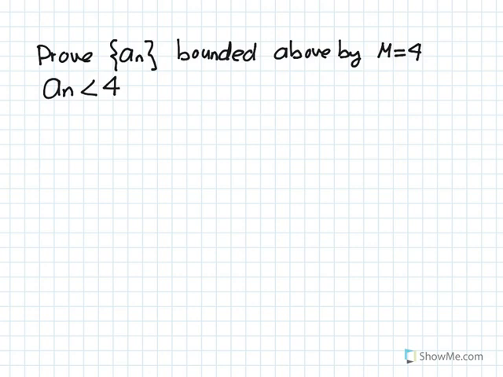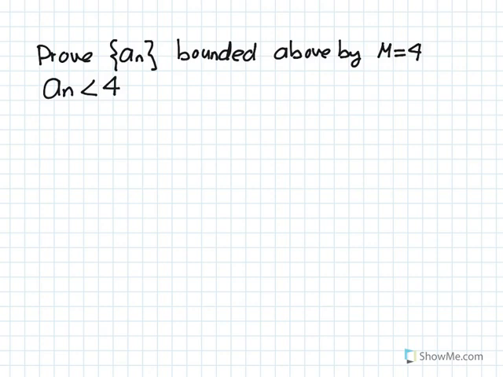Why would we be interested in proving that it's bounded above? Well, we want to say that this sequence is monotonic and it's also bounded, and a bounded monotonic sequence will converge. In the first part, we showed that the sequence was monotonically increasing. Now we want to show that it has an upper bound of 4.